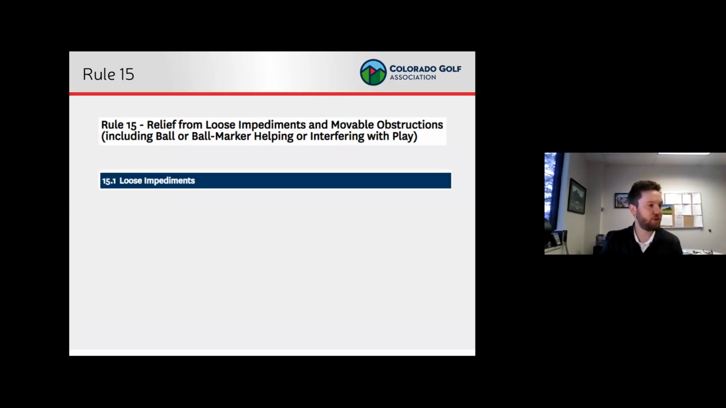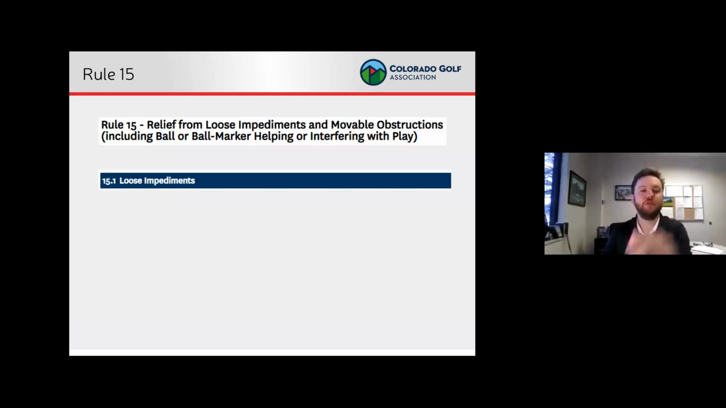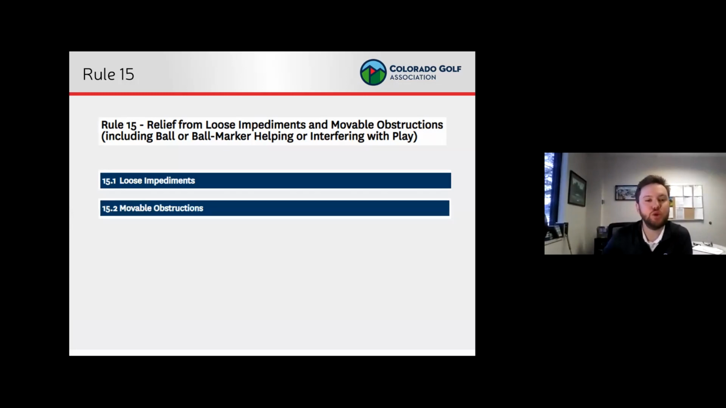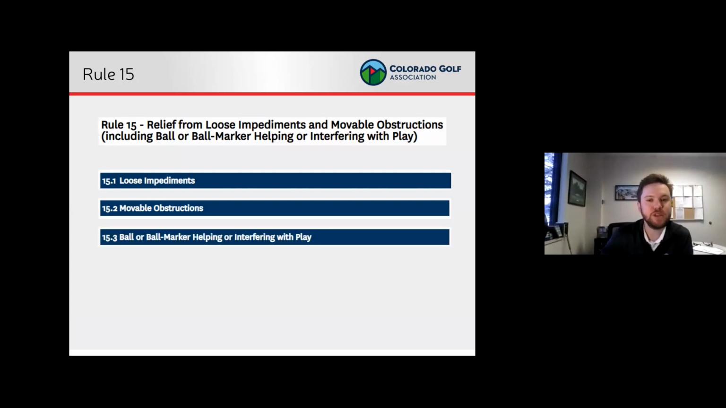So this rule is broken up into 3 sections, right? So we've got Rule 15.1, loose impediments, 15.2, movable obstructions, right? So we're going to break the difference down in those, and it's a pretty clear difference, obviously. And then we have 15.3, which is ball or ball marker and helping or interfering with play.